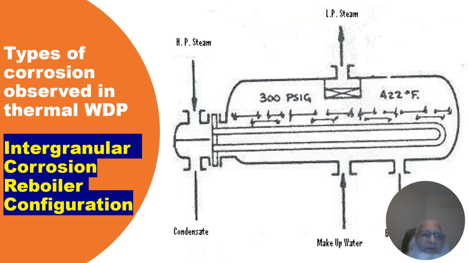This slide shows the configuration of the reboiler where the intergranular corrosion was observed during operation. The configuration is self-explanatory, right, to show how the HP steam enters, from where the LP steam escapes and from where the condensate comes out and where the makeup water is added and where the brine is discharged.